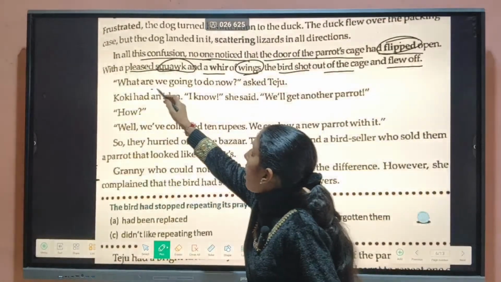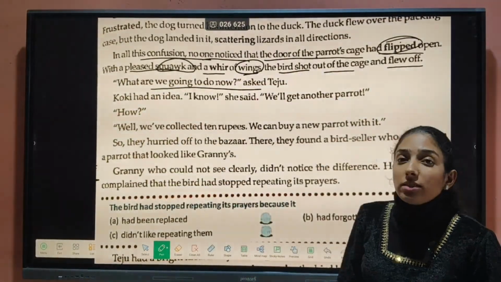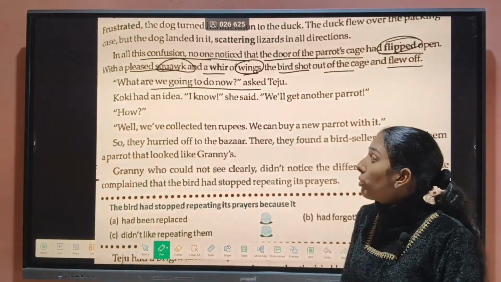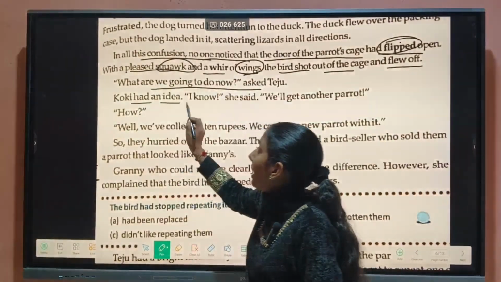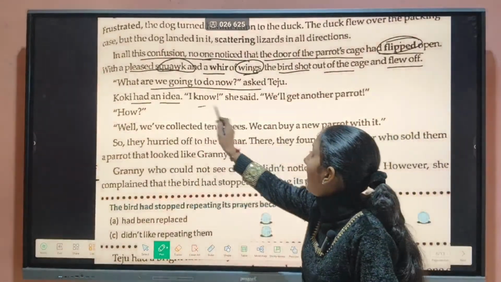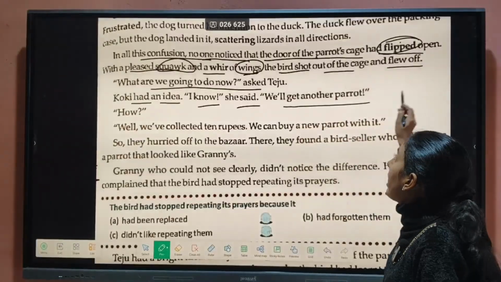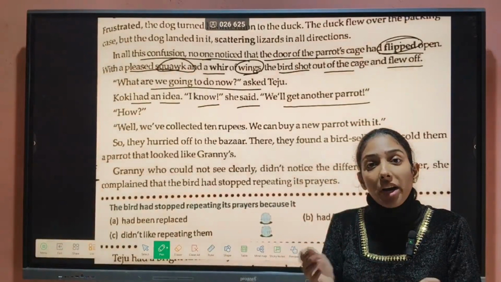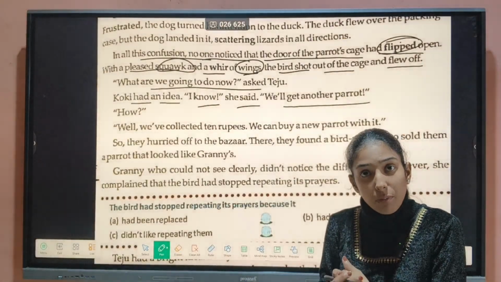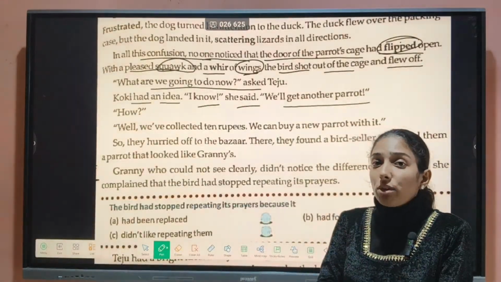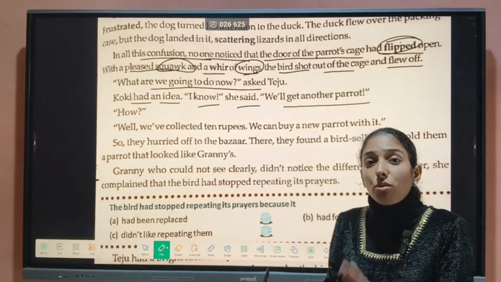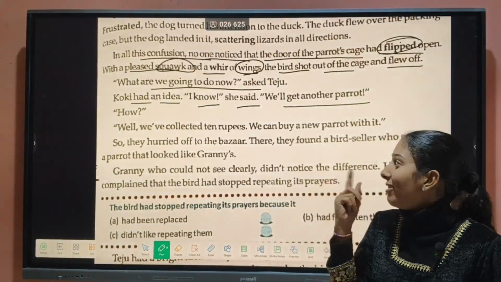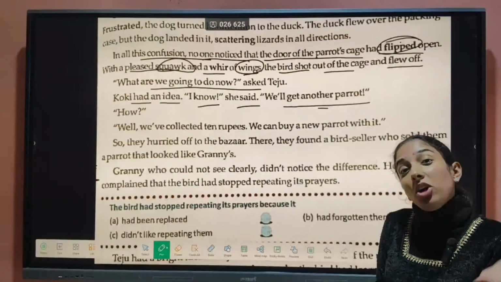What are we going to do now? Asked Teju. Now Teju is saying, oh God, what happened? Now what are we going to do? Koki had an idea. I know, she said, we'll get another parrot. Now Teju is saying that I have taken that parrot from Grandma without telling her. Now that parrot has gone away. So what should I do now? Now Koki is saying, oh, don't worry, I have an idea. We will bring a new parrot.